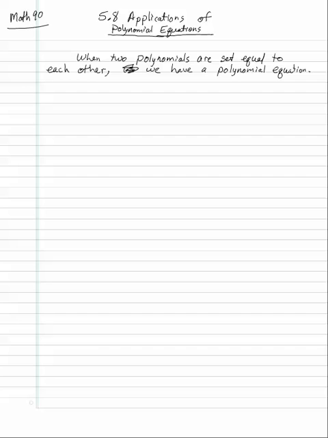So let's first define what a polynomial equation is. It's just an equation where you set two polynomials equal to each other. For example, we know polynomials are like 5x to the third plus 2x minus 7, so that's one polynomial, and we set it equal to another polynomial. It could be as simple as just one number, or 6x plus 8, something like that. So that's a polynomial equation.